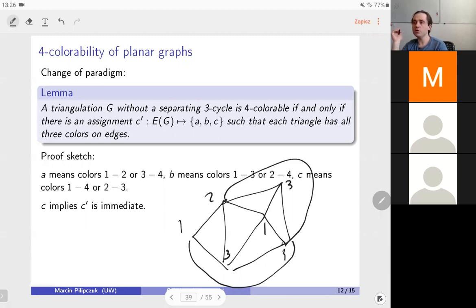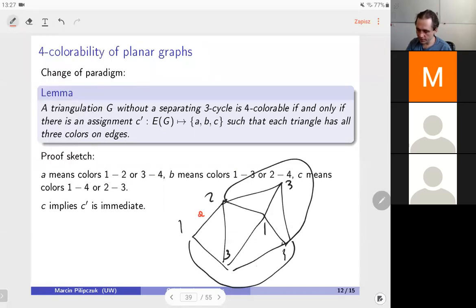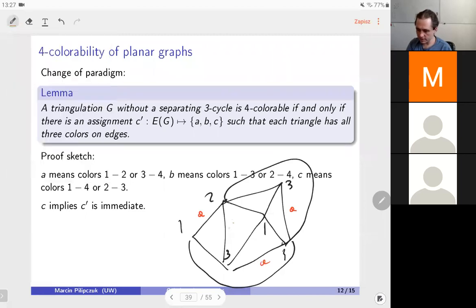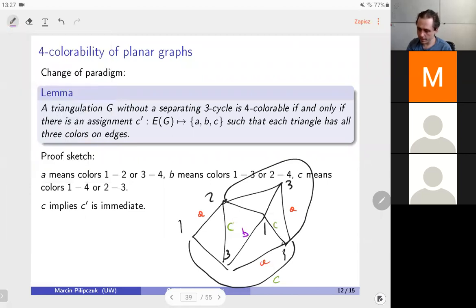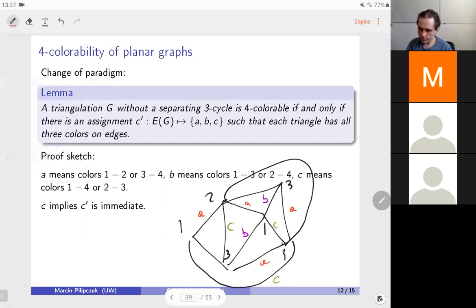Okay. And now the point is that you color the edges A, B, and C. There are 3 pairings: 1, 2 and 3, 4; 1, 3 and 2, 4; and 1, 4 and 2, 3. These pairings get 3 different colors on edges. So all 1, 2 edges get color A, and 3, 4 edges get color A. All the 2, 3 edges get color C, and 1, 4 edges get color C. And the 1, 3 and 2, 4 edges get color B. So this should be A, and 2, 4 should be B, and this should be C.